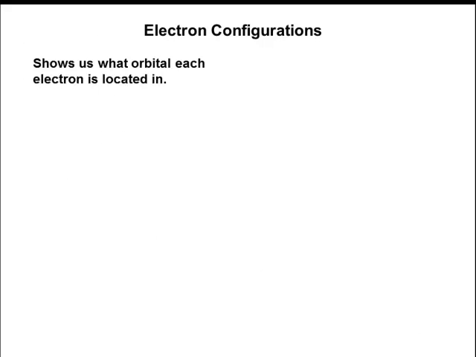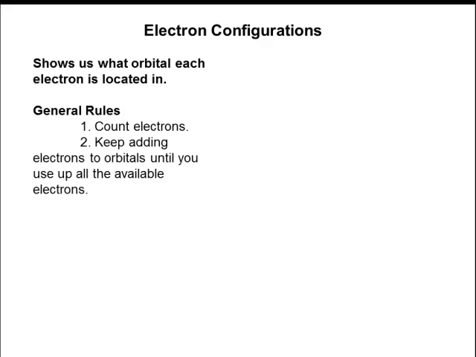In order to write these electron configurations, we've got some general rules. First, we're going to have to count how many electrons our atom or ion has. And then we're going to keep adding electrons to the orbitals until we run out of electrons, starting with the lowest energy and going to the highest energy. Let's look at an example of this.